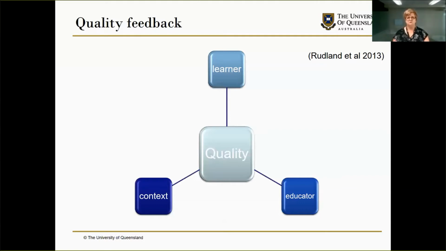So a learner who's not ready and who doesn't really understand the relevance is not going to do anything with that feedback. It will fall on deaf ears. Also, a major factor is the clinical educator themselves or the supervisor and how they go about facilitating the process of feedback.